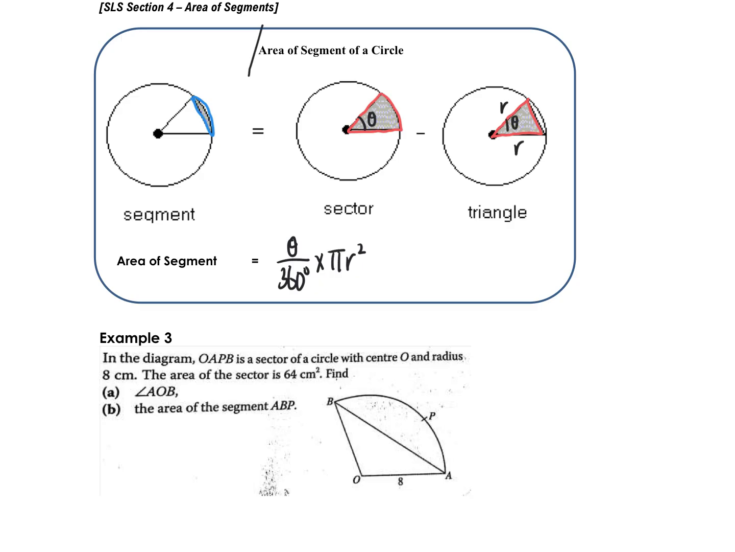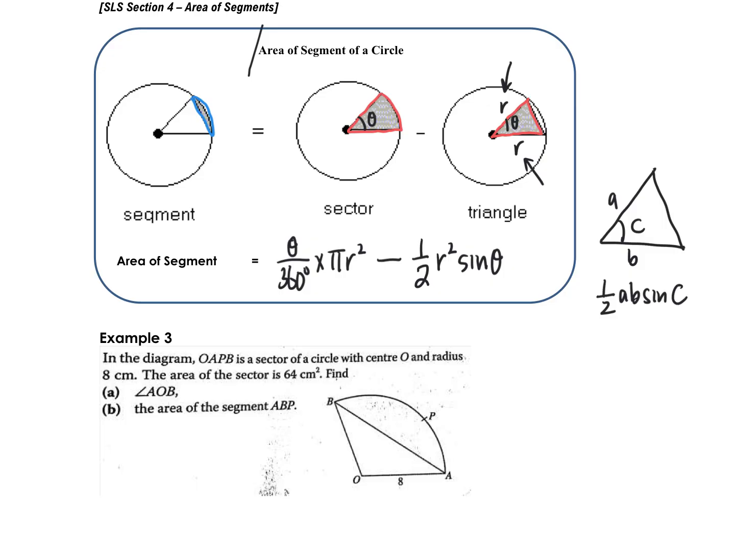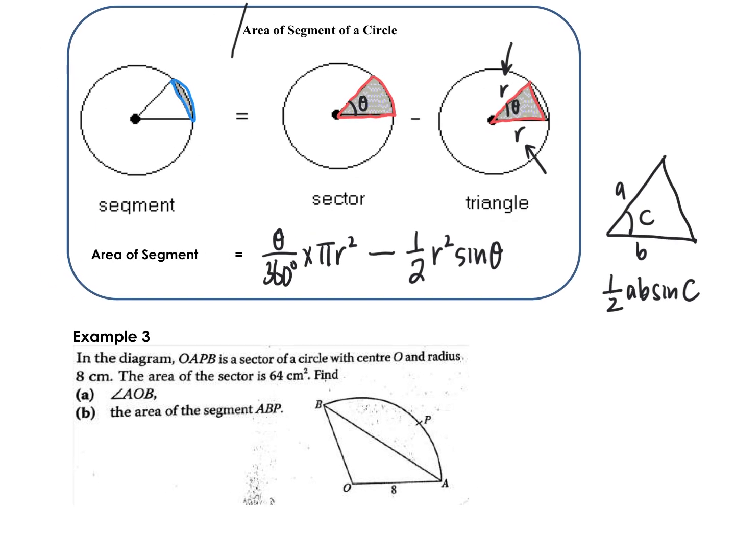How to find the area of the triangle? Half what? The vertex, right? Half AB sine C. So what is the AB here? So half r squared sine theta. Because if you have a triangle, this is half AB sine C. So this is how you will find the area of a segment.